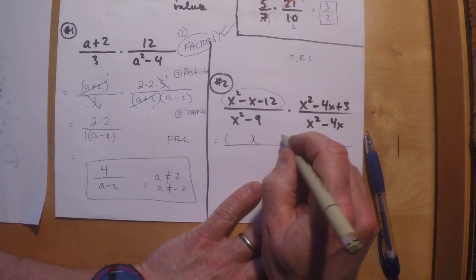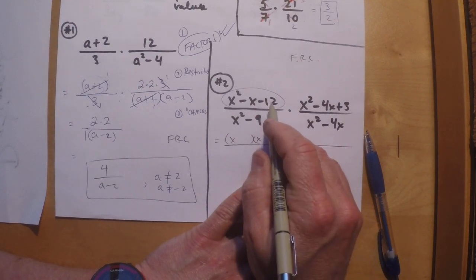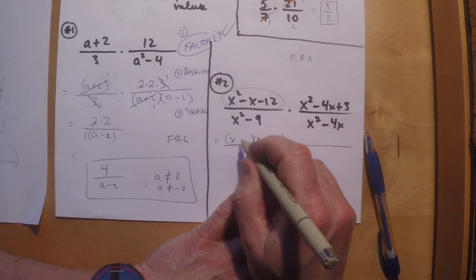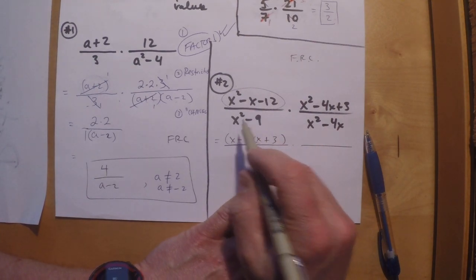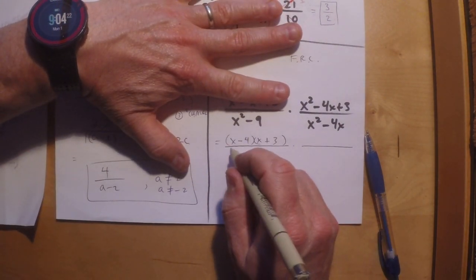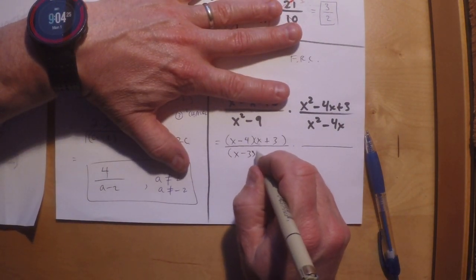Well, if it factors x and x, what multiplies to give negative 12 and adds to give negative 1? Oh, negative 4 and plus 3. Works. Denominator, that's a difference of squares. Kaboom, x minus 3, x plus 3.